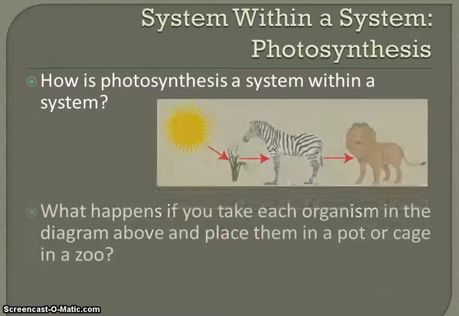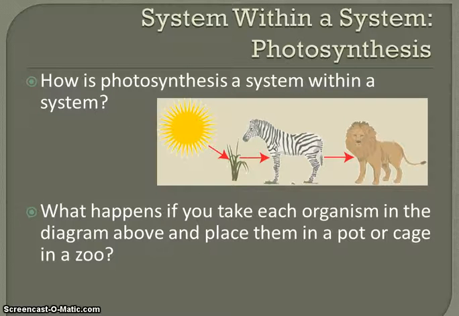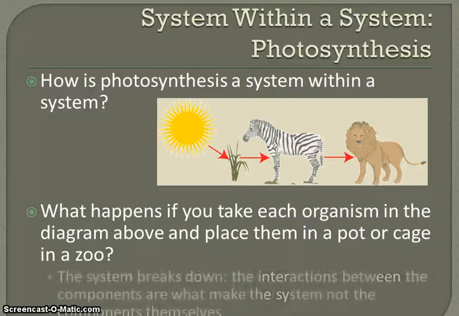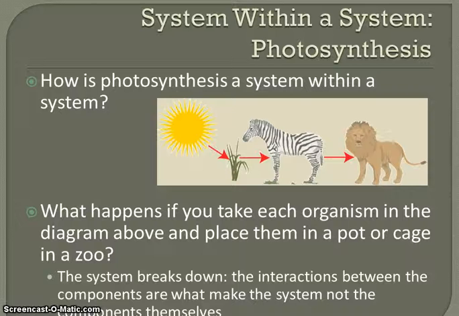Photosynthesis can also be considered a system within a system. If you remove one of these organisms, or each organism, and put them in a pot or a cage, they're not going to be able to survive on their own. The plant needs the solar energy to undergo photosynthesis, which produces chemical energy in the form of glucose for the herbivore, and then the herbivore passes that energy on to the carnivore. So if you remove any one of these components, the system will break down because it's the interactions between each of the components that make the system, not each individual component themselves.